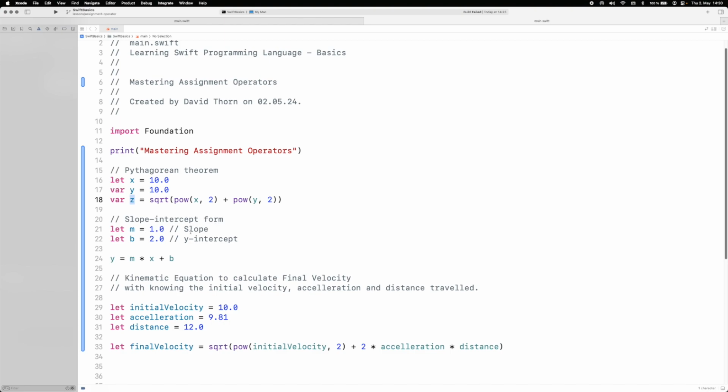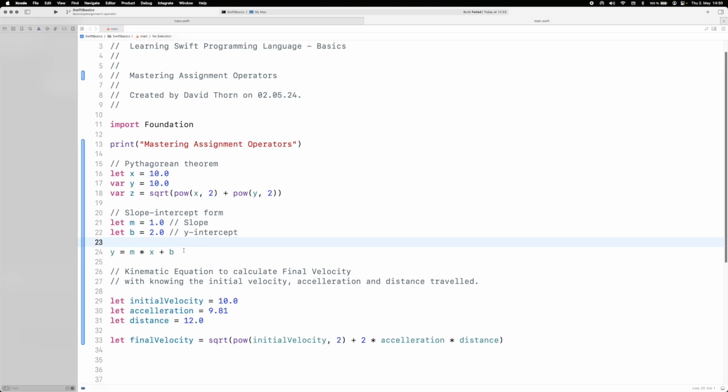So we have the slope of 1.0, and we have the y-intercept of 2.0. And the slope-intercept form is y is equal to mx plus b. So we can see once again that this is nothing more than the basic algebra that you've learnt at school.